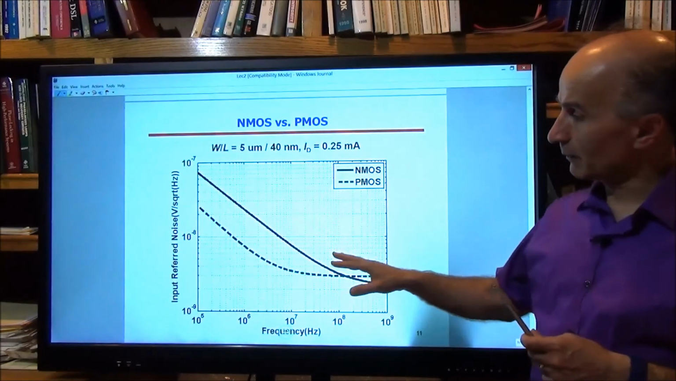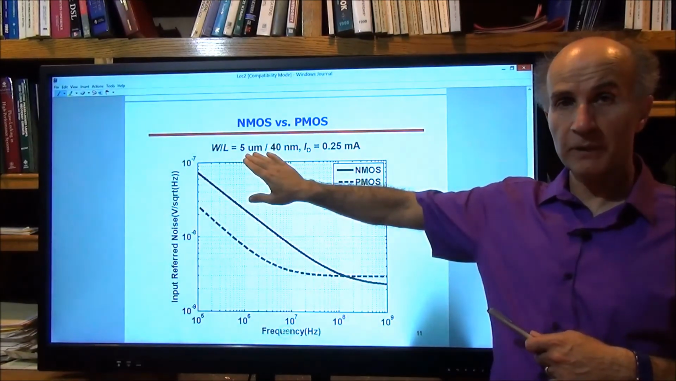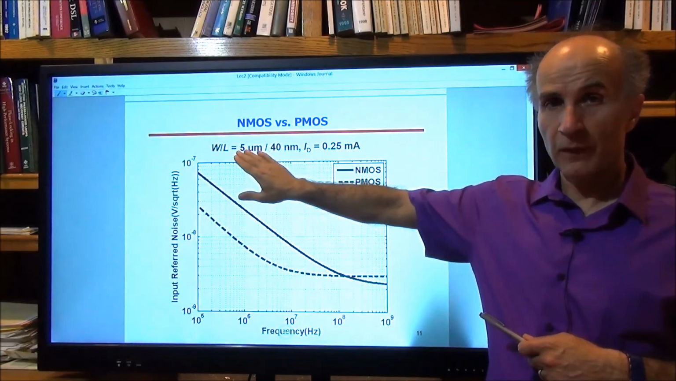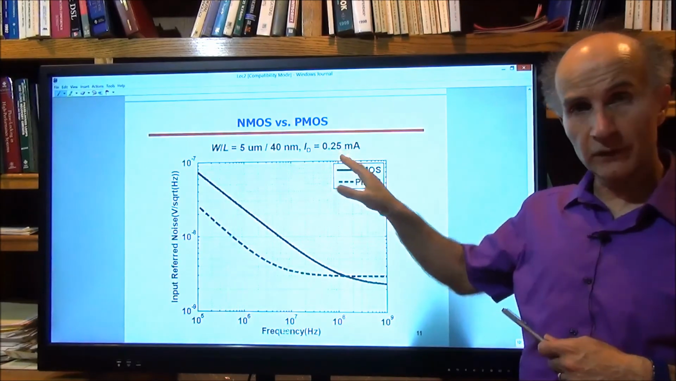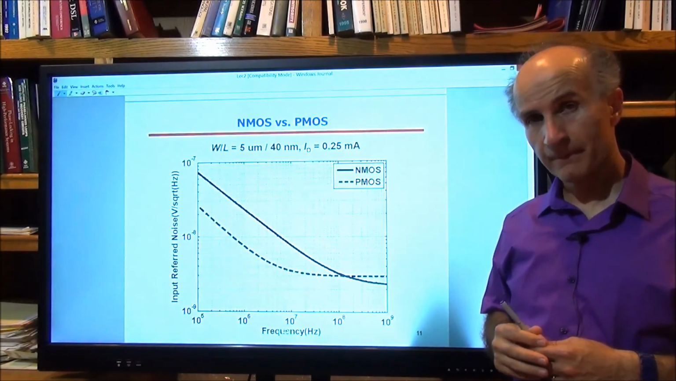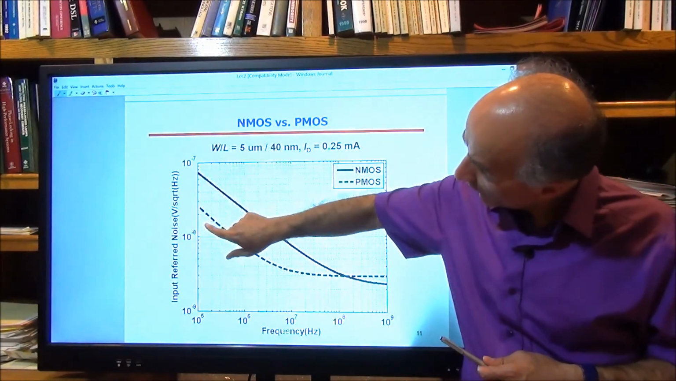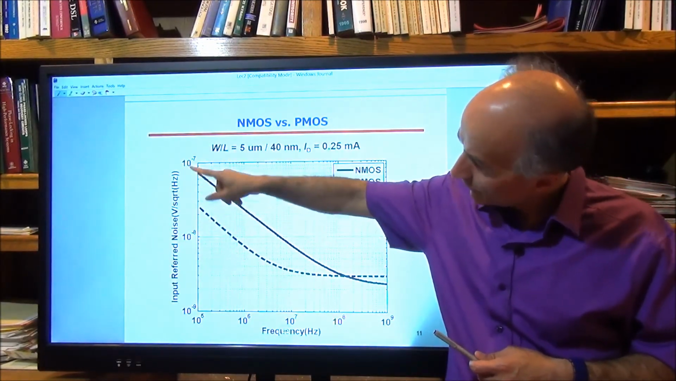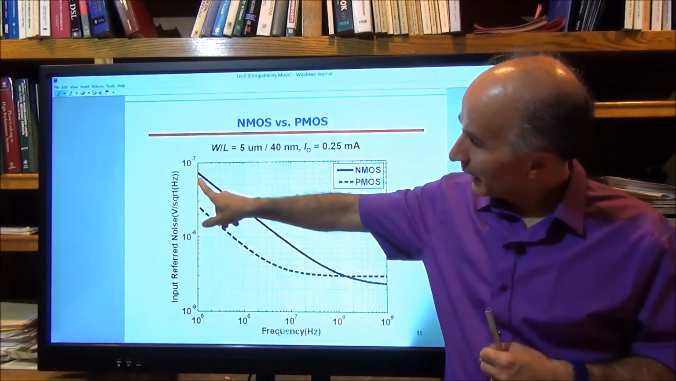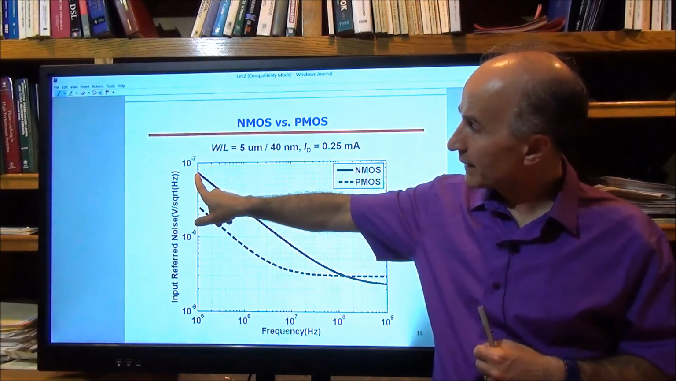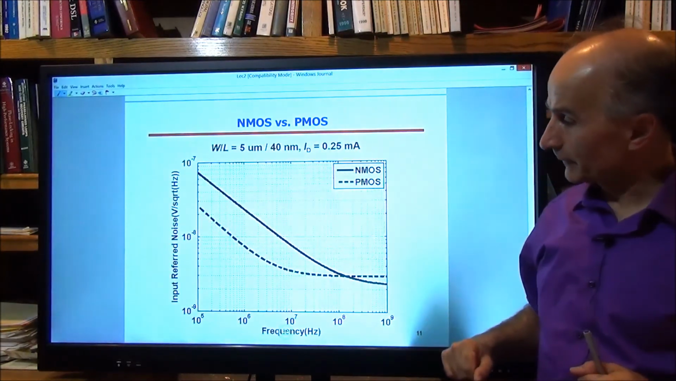So here you see the simulation results for two transistors, one NMOS, one PMOS, with a width of 5 microns and channel length of 40 nanometers and the bias current of 250 microamps. And we see that the NMOS noise is higher by a factor of several. So this is at this point like 2.5 or 2.3, and this one is around 7 or so. So a factor of 2 or 3 higher.